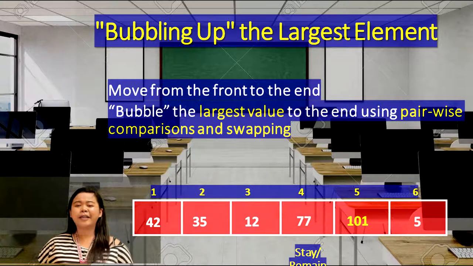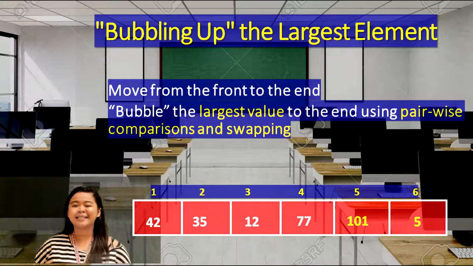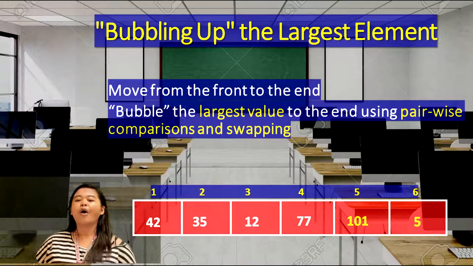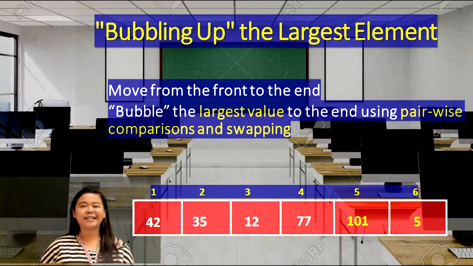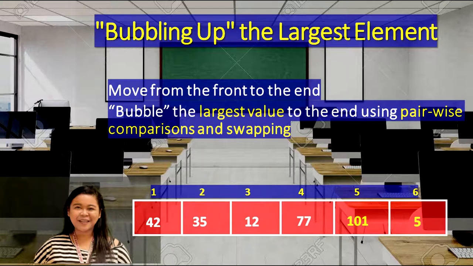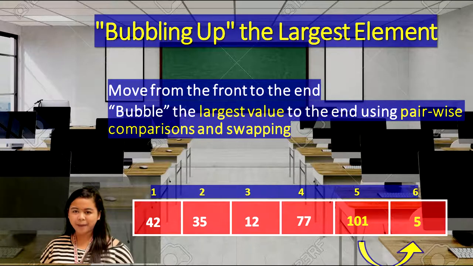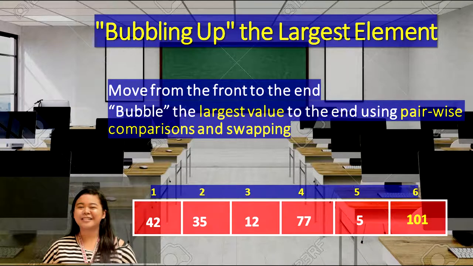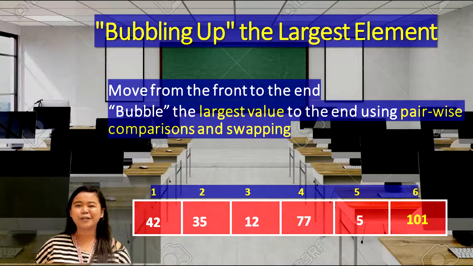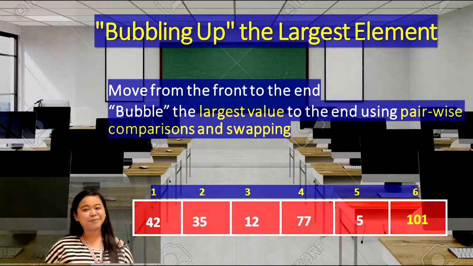So we are now here in positions 5 and 6. Let's examine the values 101 and 5. Is 101 bigger than 5? Yes. So they will now swap. The fifth position became 5, and the last position, which is 6, became 101. As you can see, 101, which is the highest value, is now at the last part of the array.